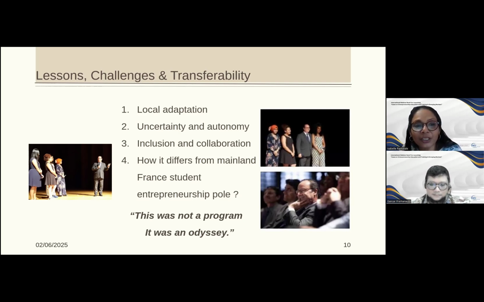Over its 3-year journey, the Student Entrepreneurship Pole built a strong community, initiated a culture of innovation within the university, and introduced new practices and partnerships, making student entrepreneurship a real driver of local development.